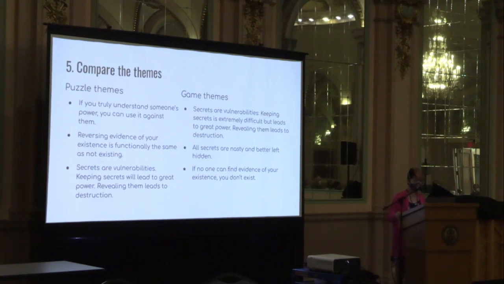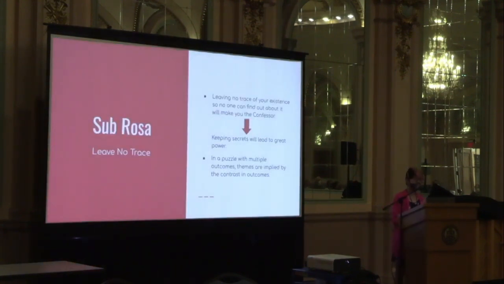So messages about the topics of power, reversal, secrets, and more are all weaved through the game's lore, events, characters, and other puzzles. The puzzle's themes and the game themes align almost one-to-one. This is a great puzzle that supports the themes of the game and the dimension of puzzles. Again, here's how we abstracted the details of Sub Rosa's puzzle into a theme, and we also learned how to analyze theme when there's multiple outcomes. It's implied by the contrast in results.